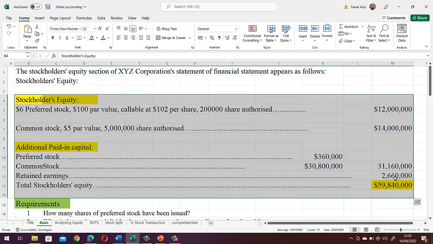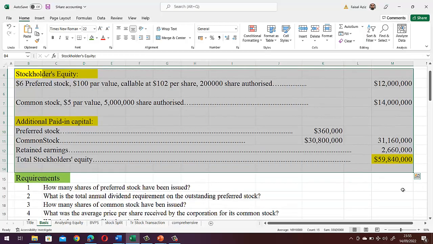So here we have retained earnings of 26.6 million, and when we add all these values, such as the amount collected after selling preferred stock, the amount collected after selling common stock, the extra amount or premium which the company has collected, and in addition any retained earnings, it will give us total stockholders equity.